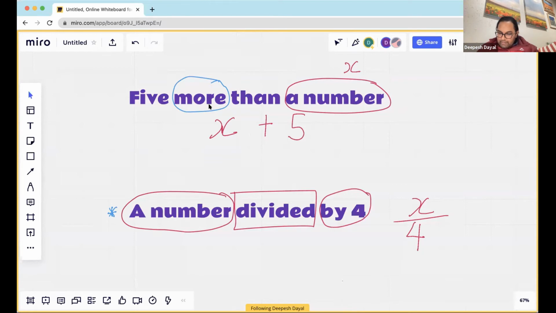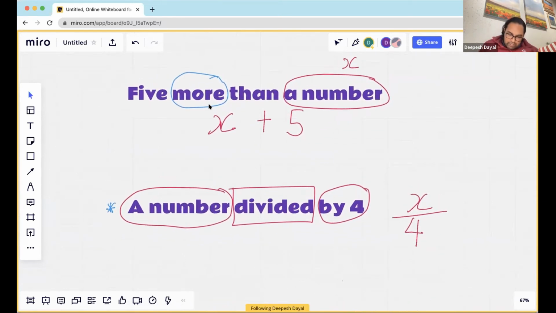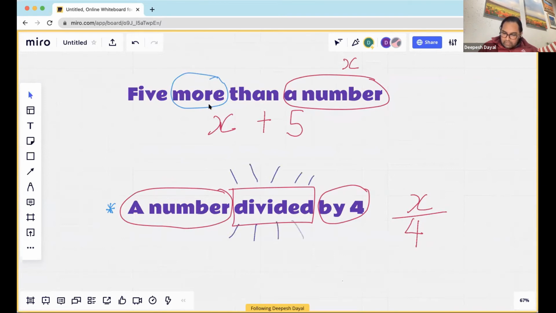So this is a number divided by 4, and we're going to move on to the next one. So this one, the key word was divided. This was the key word, right? Divided means the division sign, right? And that sign there, see? A number divided by 4. Okay.